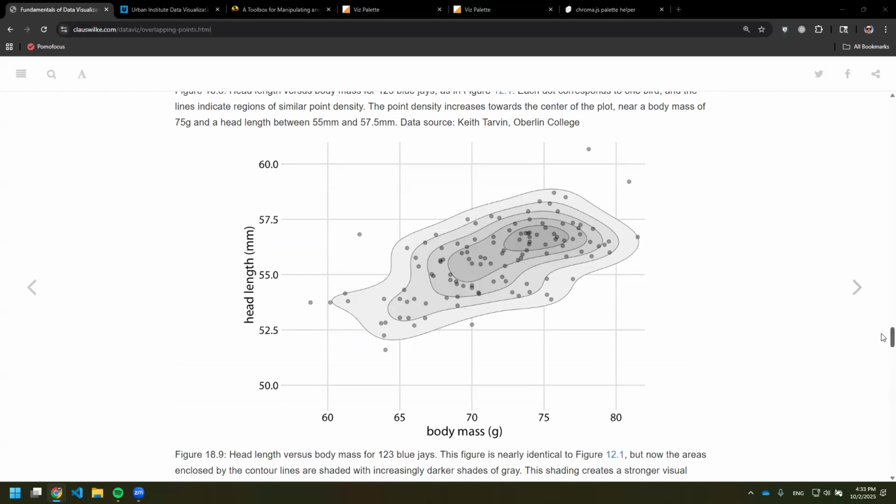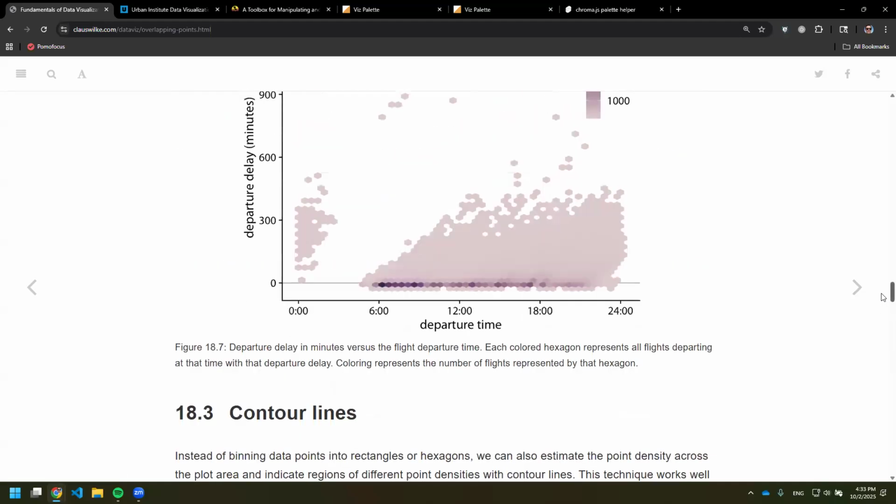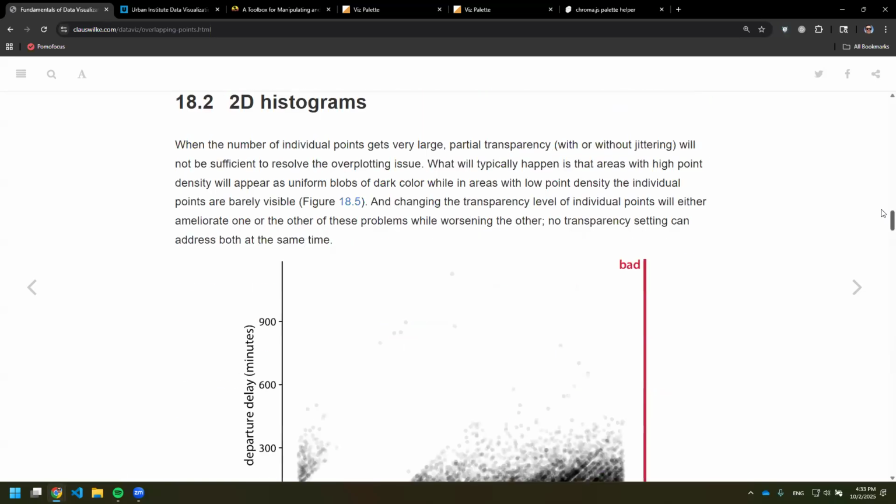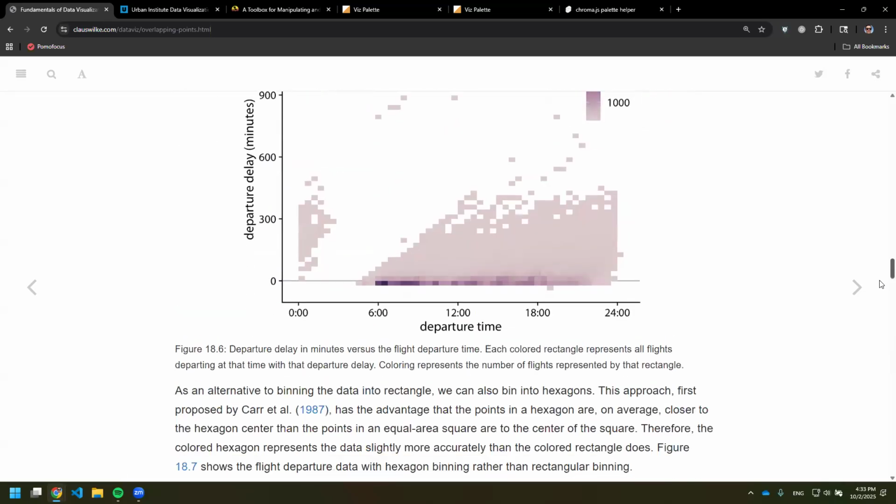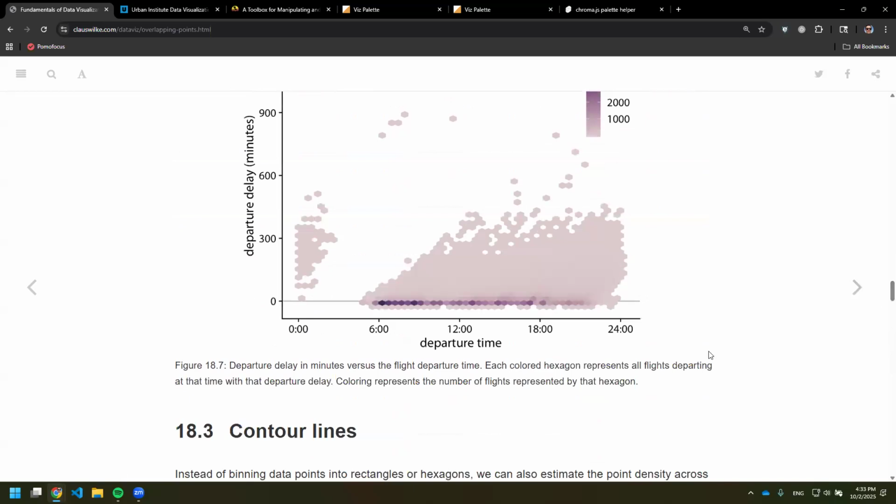Anyway, yeah, so these are the three strategies for overplotting. Again, jitter plus transparency, that's strategy one. Strategy number two is what the author called 2D histograms. Yeah, 2D histograms. And then the last one is contour lines. Those last two are new to me.